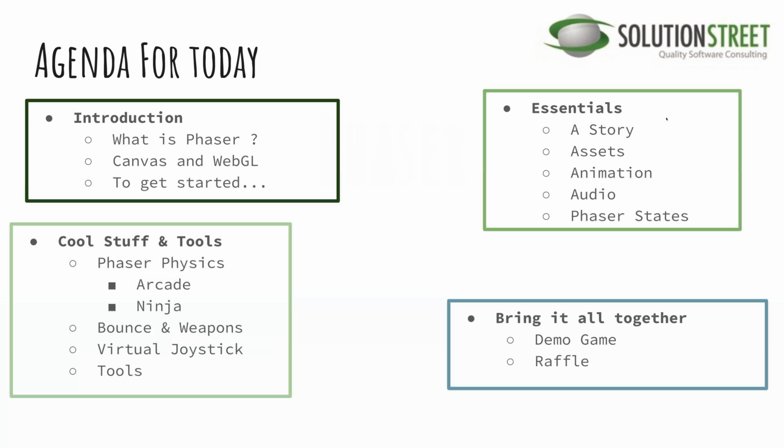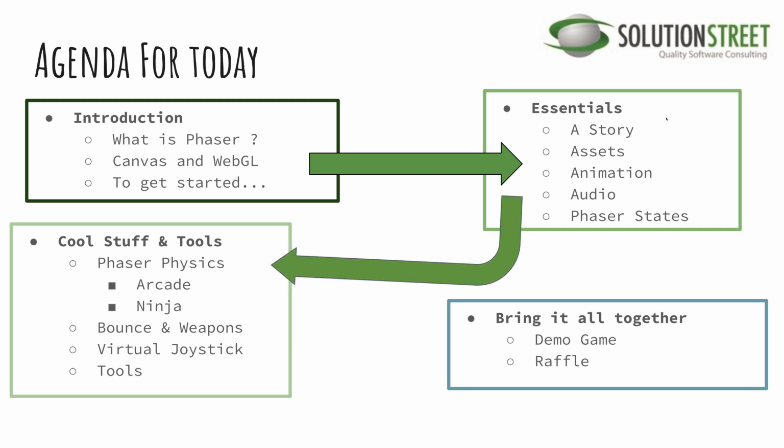Our agenda for today is divided into four sections: the introduction, the essentials, the cool stuff and tools, and bring it all together. We'll start with the introduction, talking about what Phaser is and what it does, then a quick recap on Canvas and WebGL, and then the things that we need to get started. After that, we'll move to the essentials. What are the essential things when we're developing a game? What is needed to start developing your full-blown game?